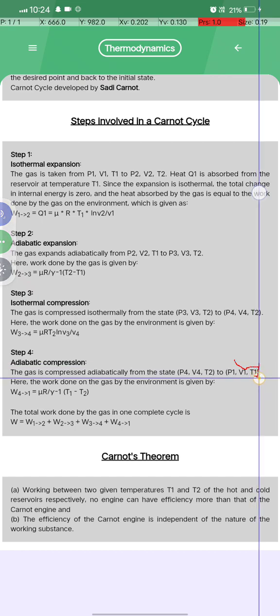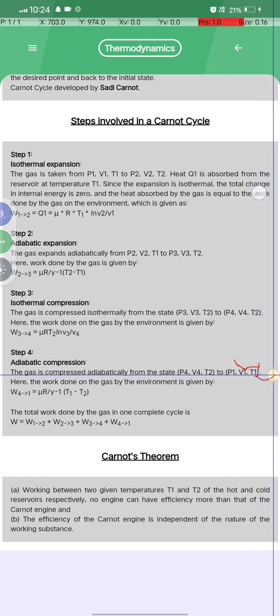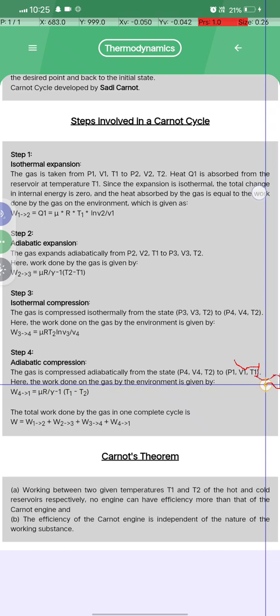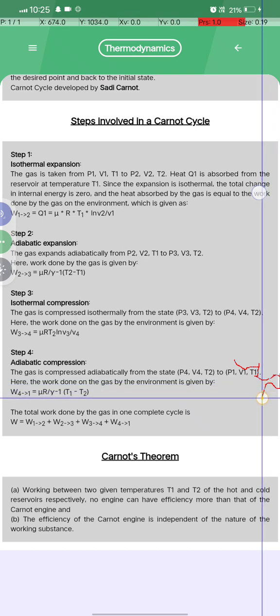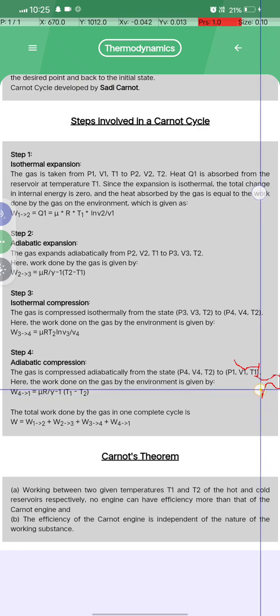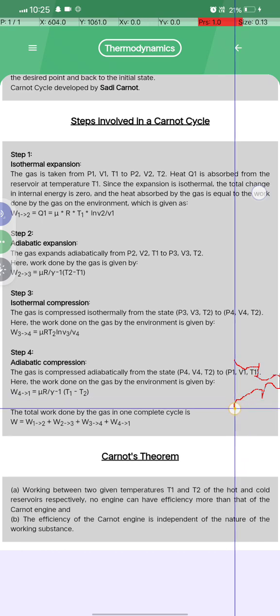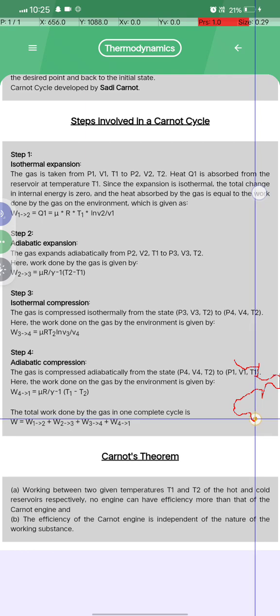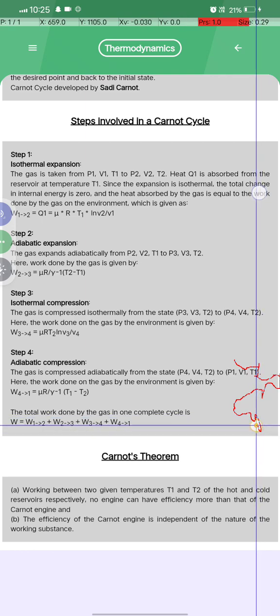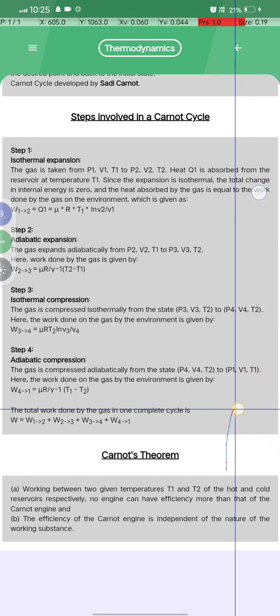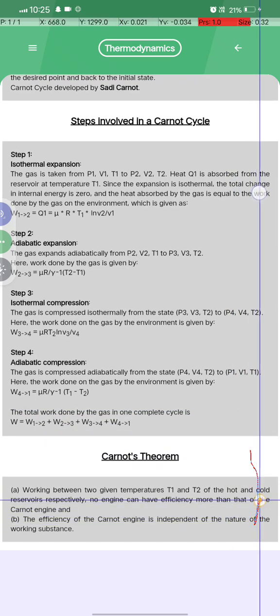Step 4 क्या कहता है, the adiabatic compression. The gas is compressed adiabatically from the state P4 V4 T2 to P1 V1 T1. Here the work done on the gas by the environment is given by W41, which is equal to μR/(γ−1) (T1 − T2), and the total work done by the gas in one complete cycle is W = W12 + W23 + W34 + W41.